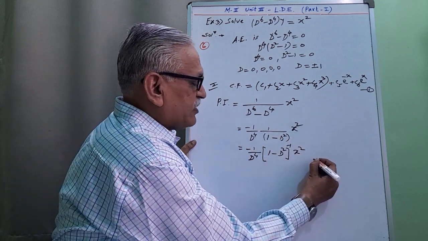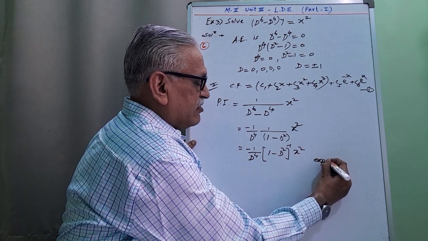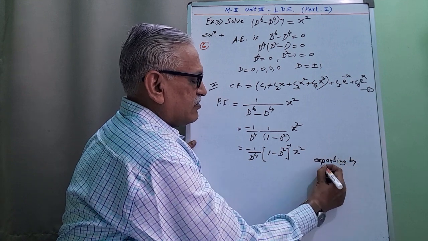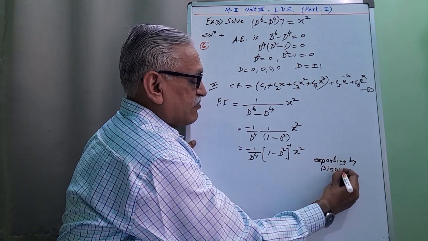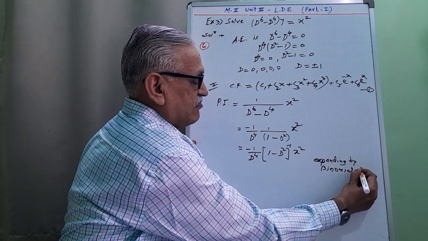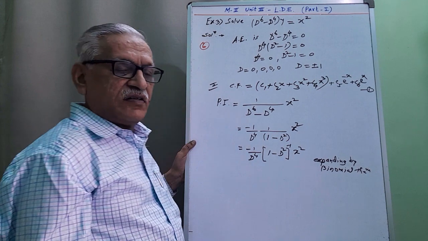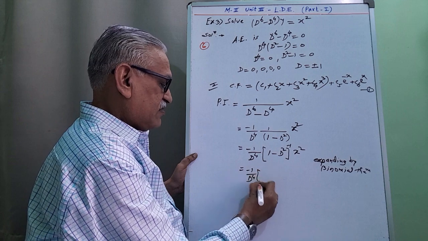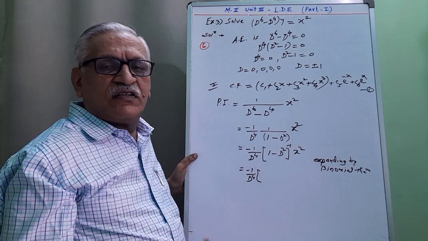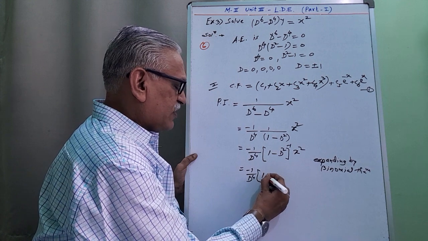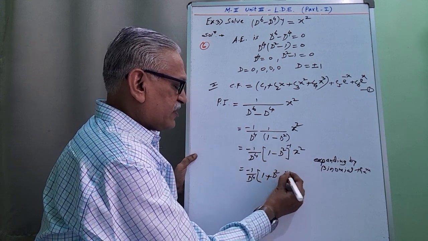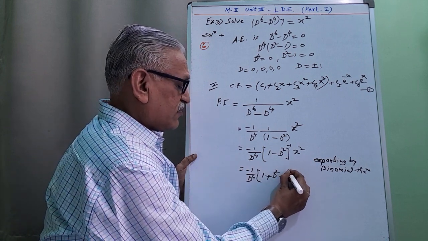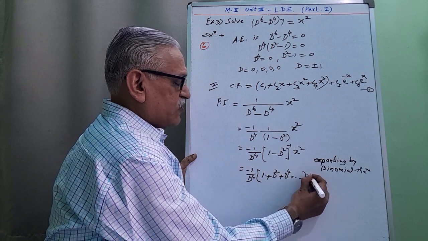Therefore, expanding by binomial theorem. Its expansion is 1 minus capital X raised to minus 1, expansion is 1 plus x, where X is here d square. Next, square of d square is d raised to 4, and so on, which we have to operate on x square.